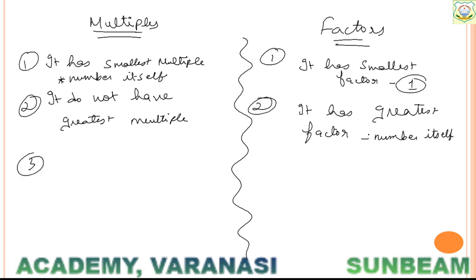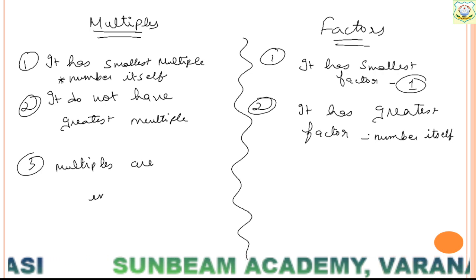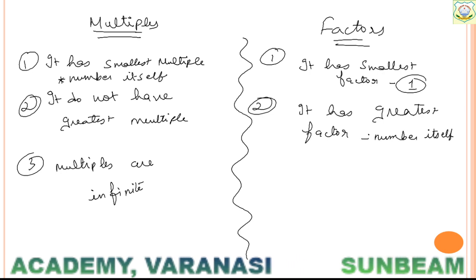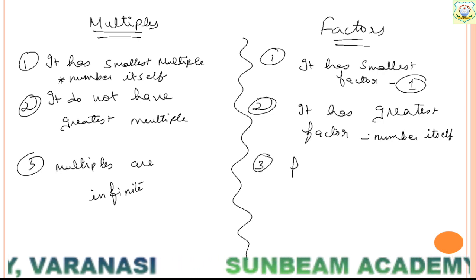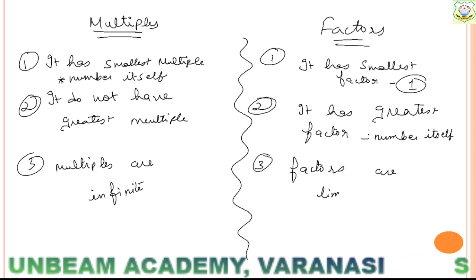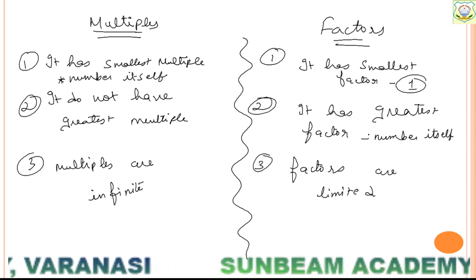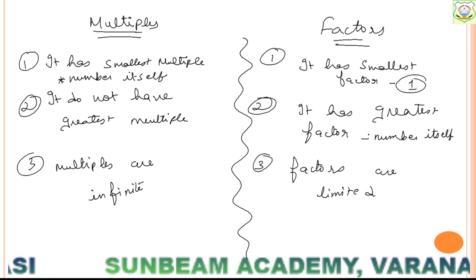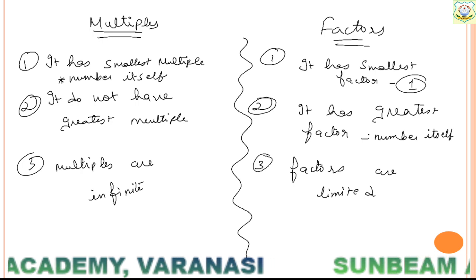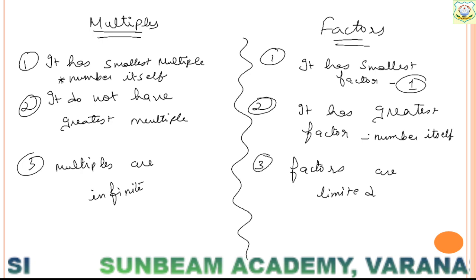And third, multiples are infinite. They are infinite. Here, third point, factors are limited. Okay. If there is 12, so it has only limited factor. Okay. And multiples can be of 12, so many. So these is very important 3 points that you have to always remember. And don't get confused. Okay.